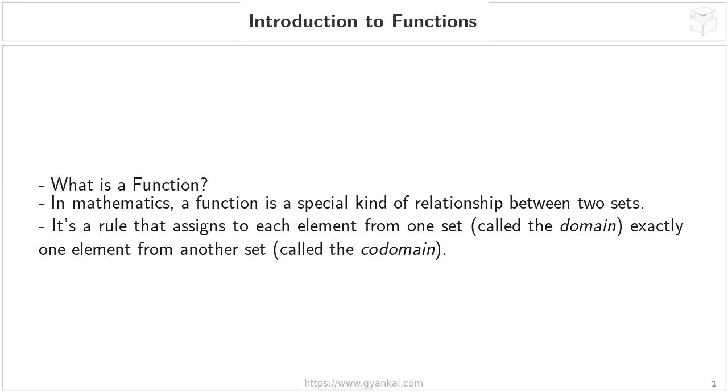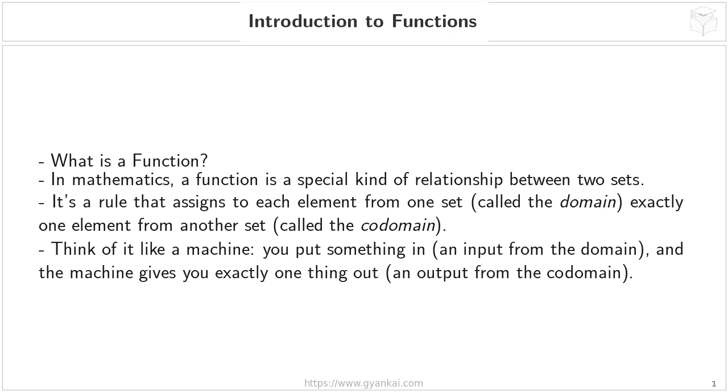Specifically, a function is a rule. And this rule does something very specific. It takes each element from one set, we call this the domain, and assigns to it exactly one element from another set, which we call the codomain. Let me say that again because it's crucial. For every input, there's only one possible output.